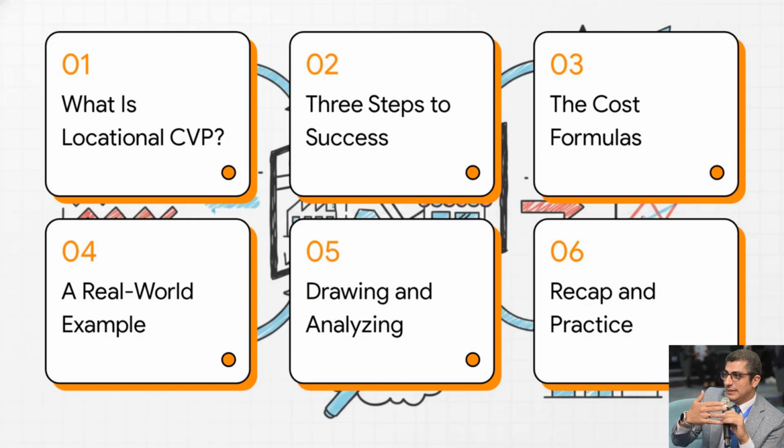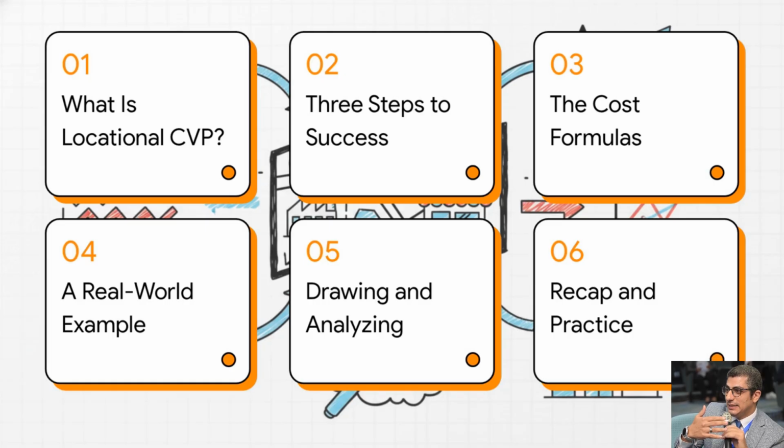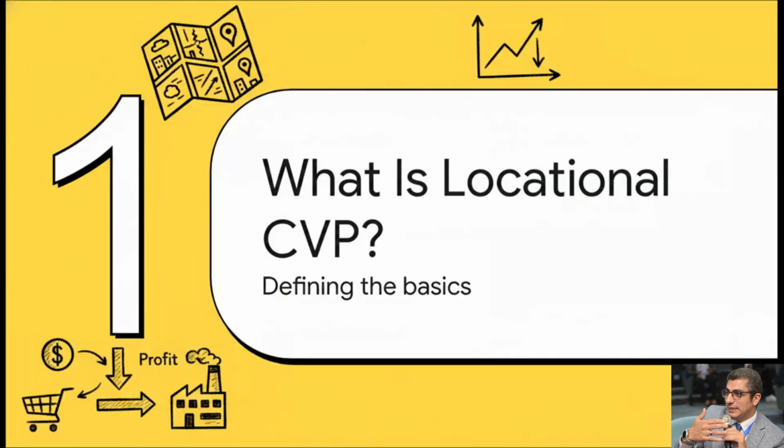We've got a really clear 6-part roadmap to follow today. 1. What is locational CVP? 2. 3 steps to success. 3. The cost formulas. 4. A real-world example. 5. Drawing and analyzing graphs. And finally, 6. Recap and practice questions. All right, let's start right at the beginning with Section 1.